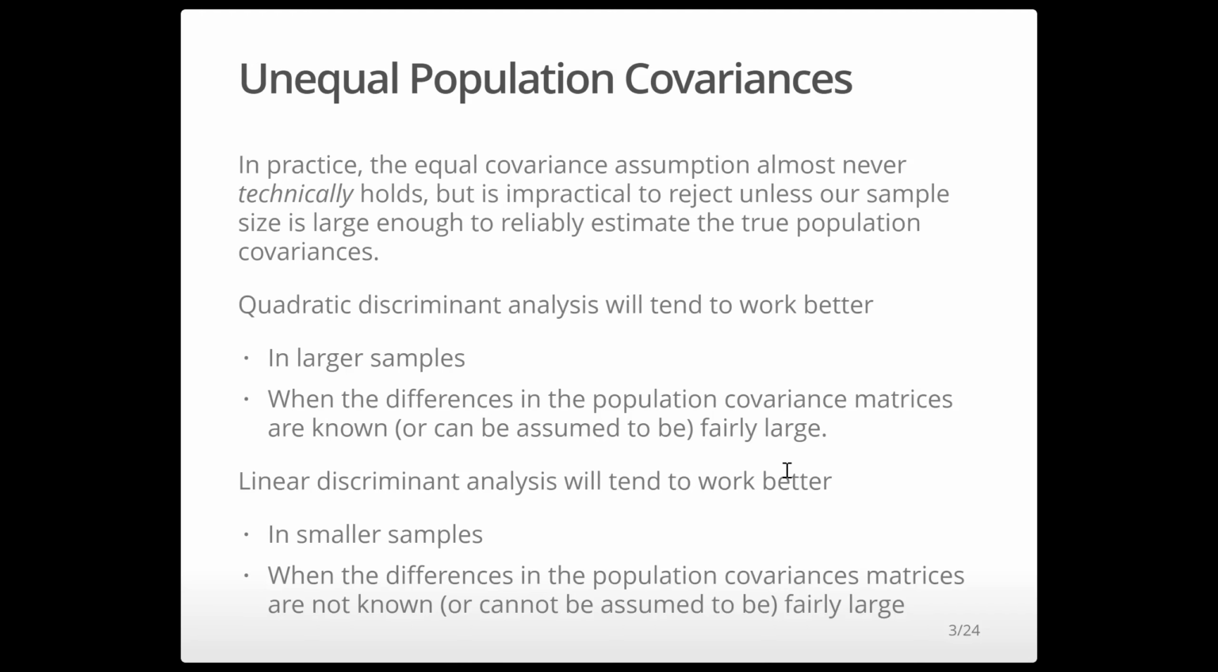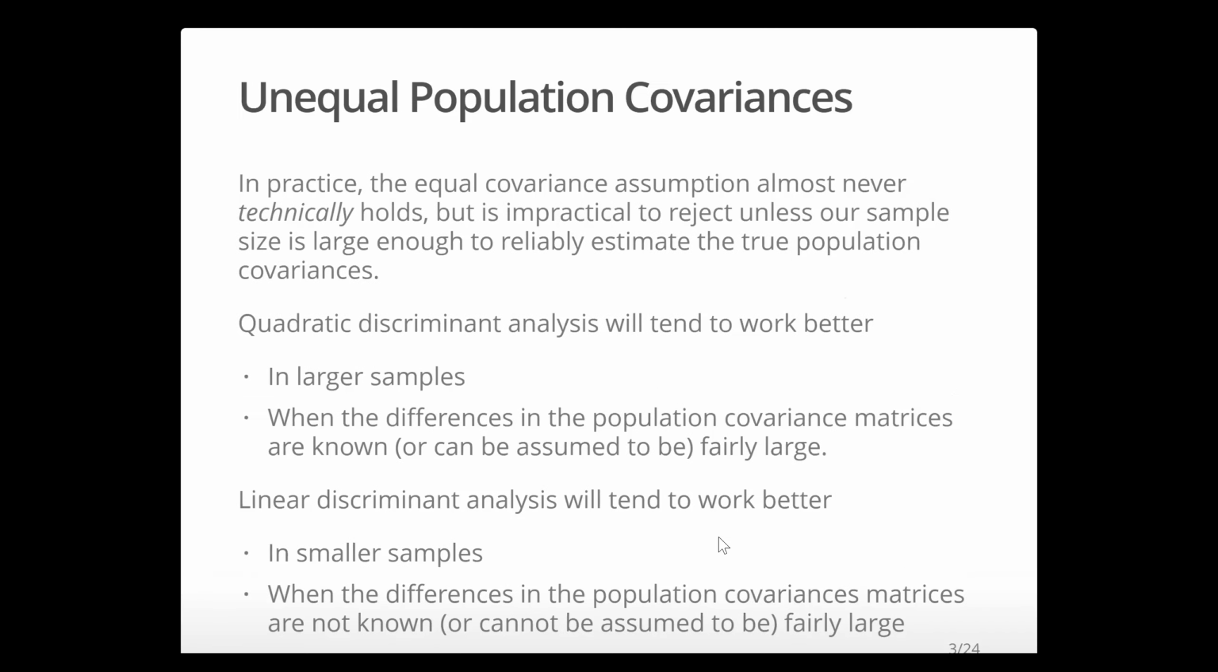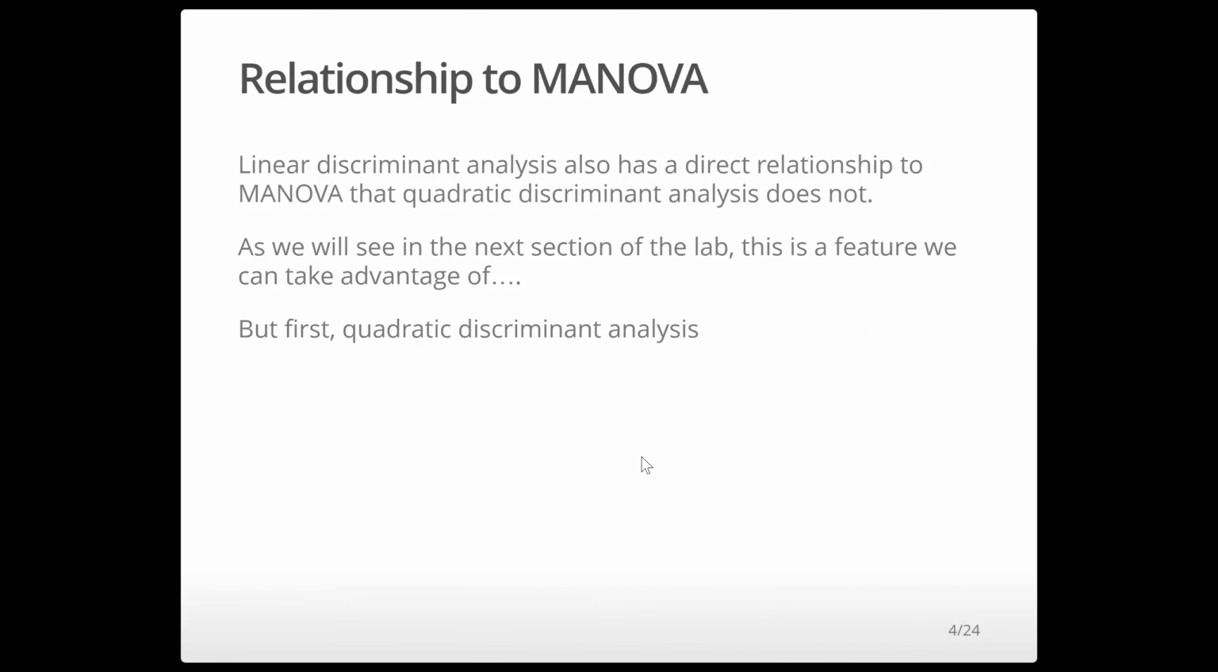So linear discriminant analysis is probably what you're going to use more often, especially if you have a fairly small finite sample, and also in cases where the differences in the population covariance matrices are either not known or you can't really assume that they're going to be super large. The other reason we like linear discriminant analysis is that it has a direct relationship to MANOVA that quadratic discriminant analysis does not, and we're going to talk more about that in later slides today. But first, let's just quickly go over quadratic discriminant analysis.